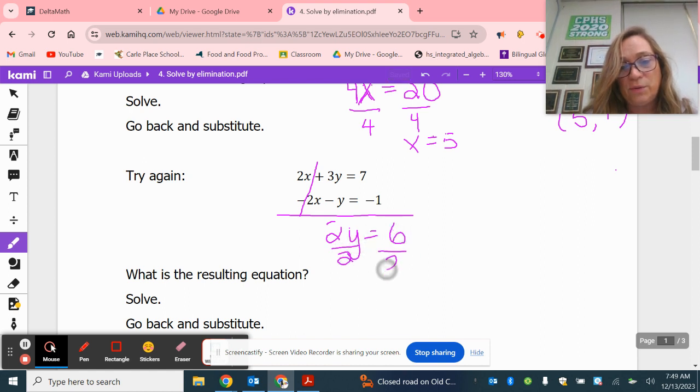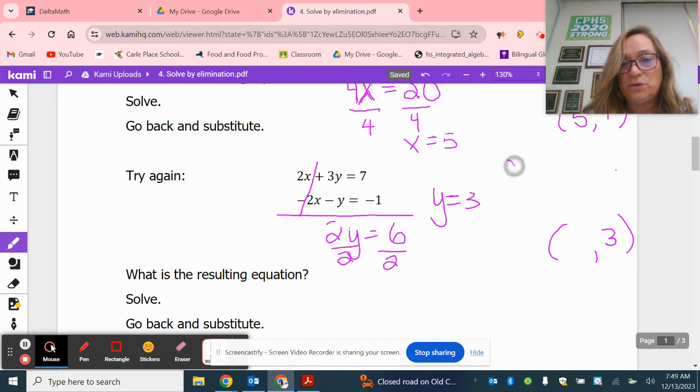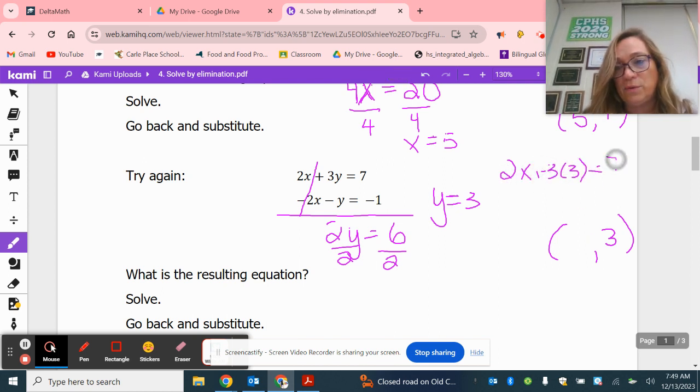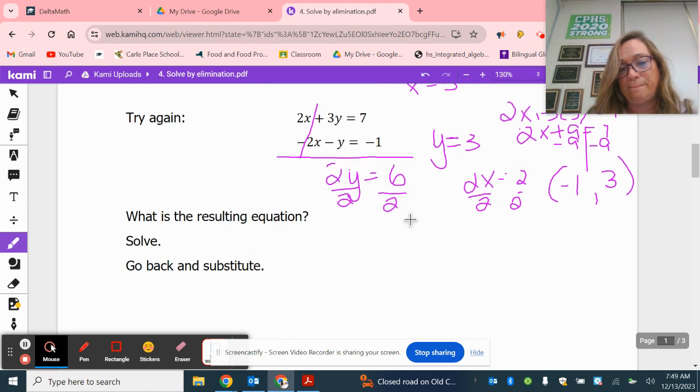Divide by 2, and you get y equals 3. Now that's just one part of your ordered pair, the second part, the y. And then you go back and you find x. So 2x plus 3 times 3 is going to equal 7. So 2x plus 9 equals 7. I'm going to subtract 9 from both sides. That gives me 2x equals negative 2. Divide by 2, and that gives me negative 1. And that's my ordered pair.